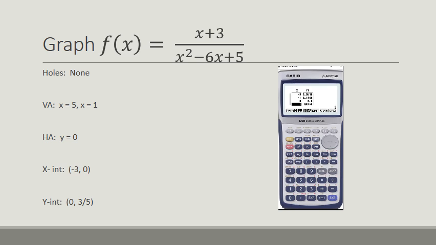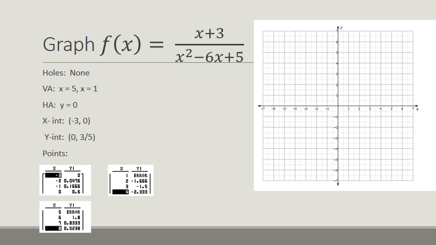You can see that at 1 it gives me an error because that's my vertical asymptote. And then it also gives me another error at 5, which is my vertical asymptote. Right, so on the next slide, I'm going to have these points written down so that you can see what they are. All right, so here is all the information that I gathered about this graph.